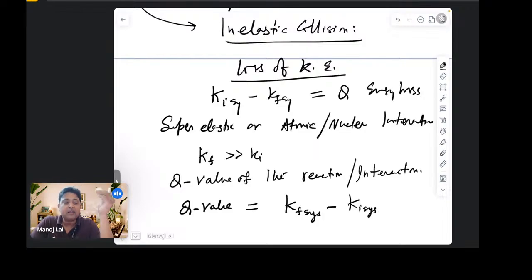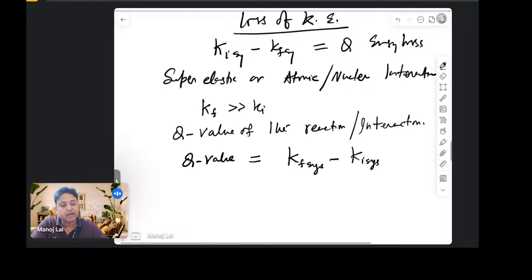And where does this energy come from? That is from Einstein's mass energy relation. That is equal to the mass of the reactant minus the mass of the product, times c squared. So this is the Q value.